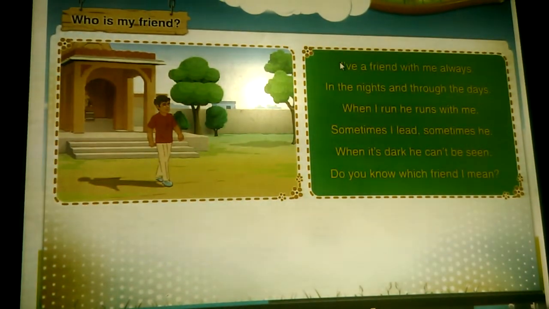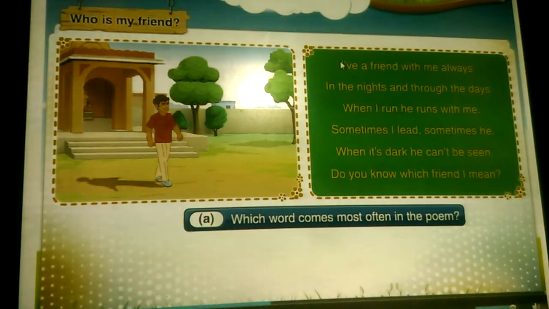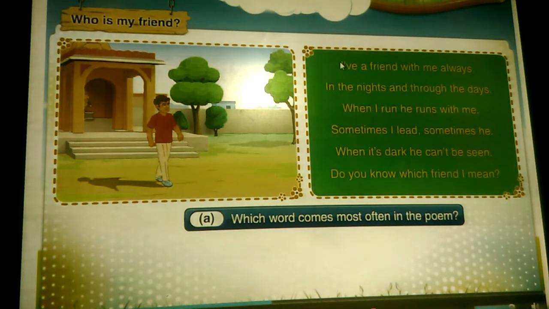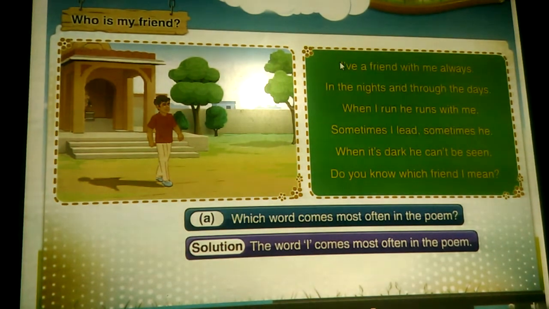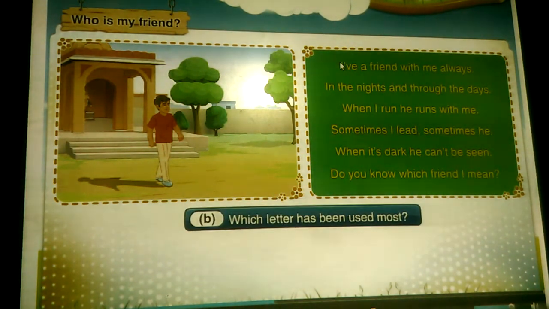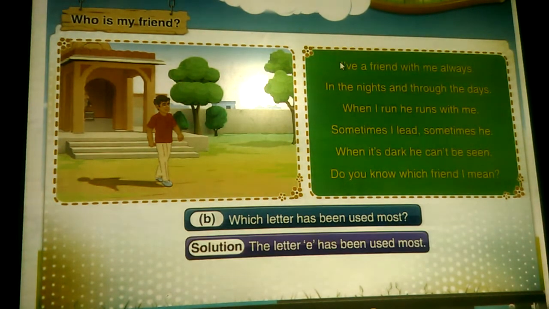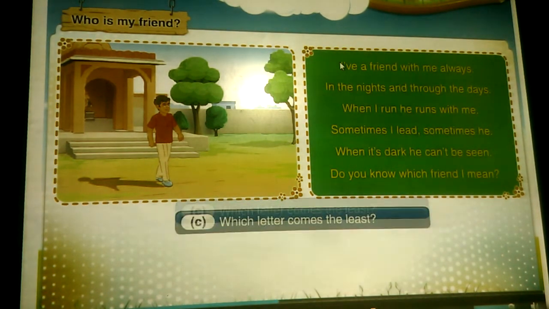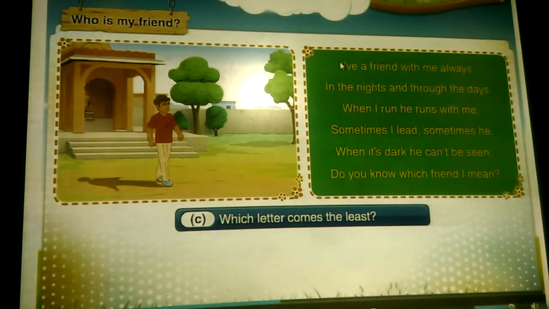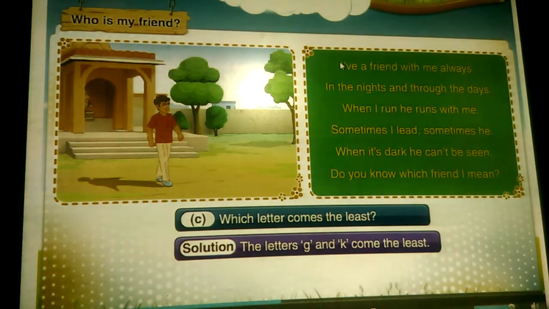Read the poem carefully and answer these questions. A. Which word comes most often in the poem? Solution. The word I comes most often in the poem. B. Which letter has been used the most? Solution. The letter E has been used the most. C. Which letter comes the least? Solution. The letters G and K come the least.